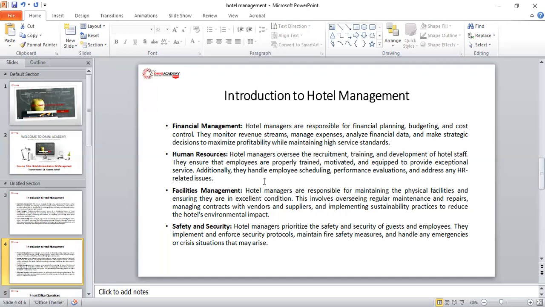Then facilities management. In hotel management, maintaining the physical facilities ensures they are in excellent condition. For example, AC, fridge, TV, electronic items, the mirror, all are clean, well equipped, and well maintained. If there is a maintenance issue, the maintenance team should report it, and they have to resolve that issue before the clients check in to that room.